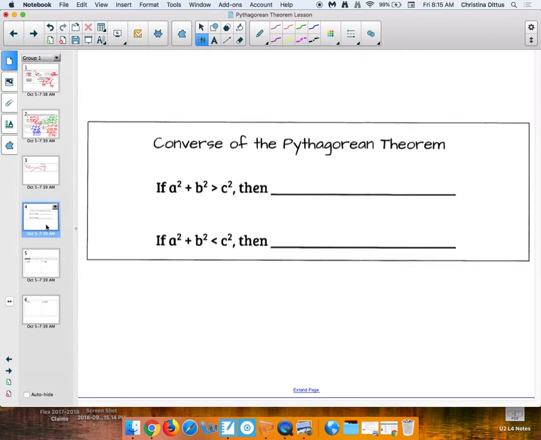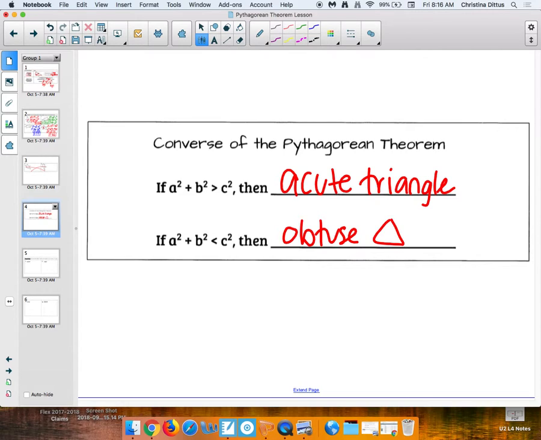So, if I take a squared plus b squared, and it is bigger than c squared, we have an acute triangle. How I like to think of it is if two things are bigger than one, then it's small. If it's the other way, two things are smaller than one, so my one is bigger than the two, we have an obtuse triangle. That's going to be easy. Does that kind of make sense?